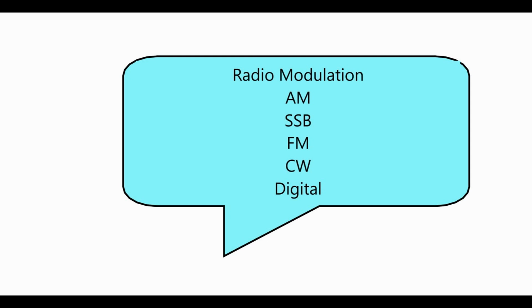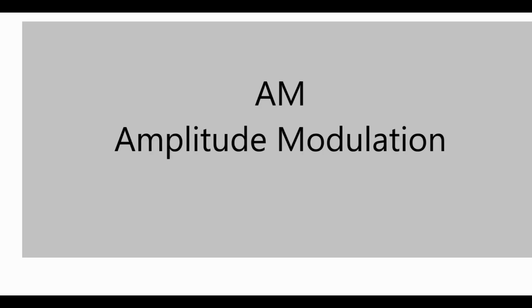First, AM. All radio transmission was originally AM, which stands for amplitude modulation, which varies the power of the signal to add sound and speech information. AM requires more power and is susceptible to overload.